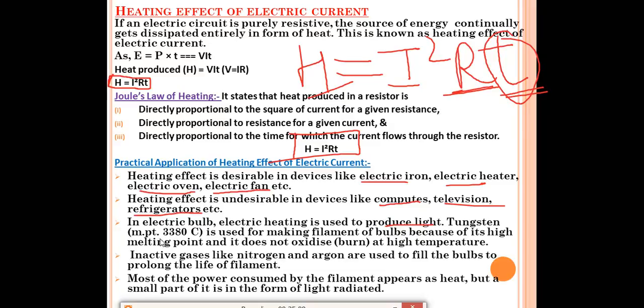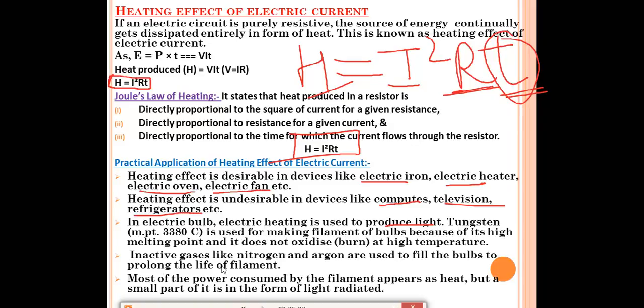Tungsten, whose melting point is 3380 degrees Celsius, is used for making the filament of the bulb. In this chapter, I have told you that the filament of the bulb is made from a metal called tungsten, whose melting point is very high. Because of this only it is used for making the filament of the bulb. And one more point is that it does not oxidize or burn at high temperature. So why is tungsten used for making the filament of the bulbs? For 2 points you can write. First of all, its melting point is very high, that is 3380 degrees Celsius. And second one, it does not burn or oxidize at high temperature.